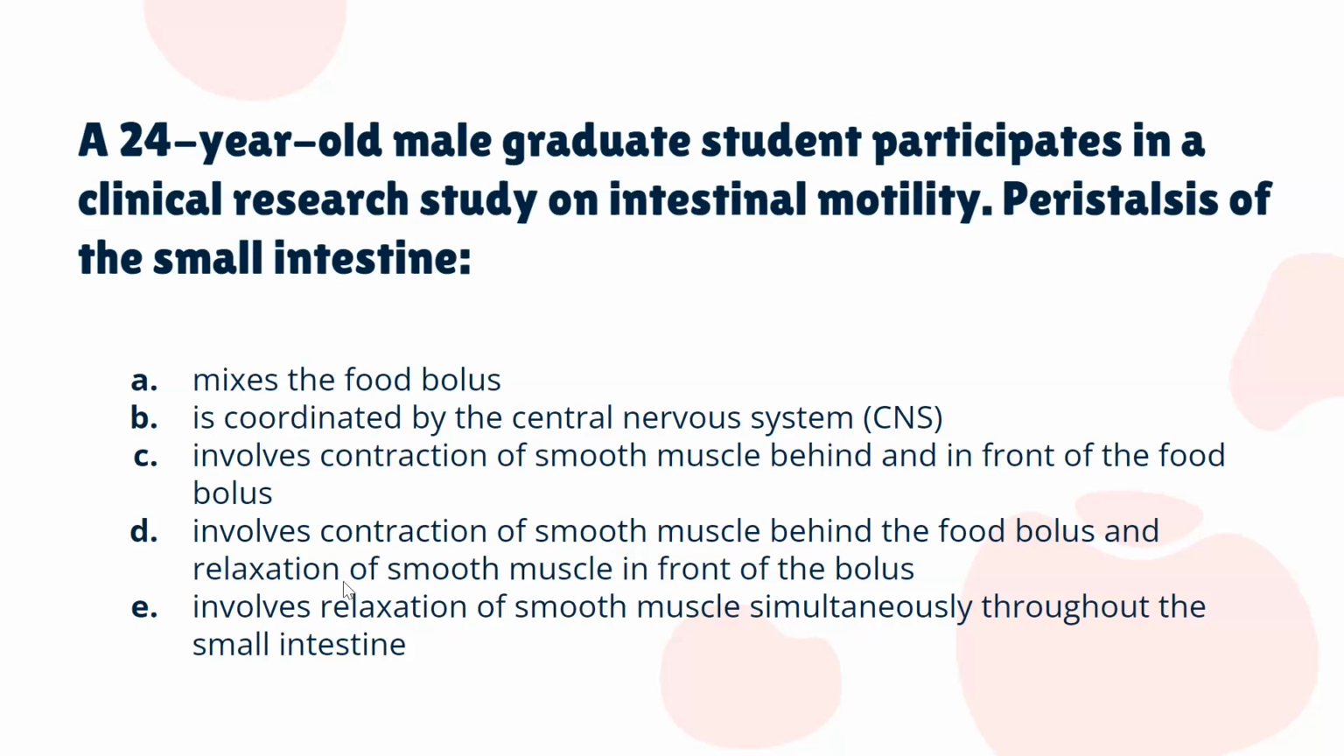D. Perfect. So it makes sense. D makes sense, right? Because peristalsis, we're not mixing the food bolus, we're more so transporting the food bolus. We know for sure it's not controlled by the CNS, it's controlled by the peripheral nervous system, under which the enteric nervous system falls under. We're not going to have contraction behind and in front because then the bolus is not moving anywhere if there's contraction in front and behind. And lastly, relaxation of all the muscles throughout the small intestine. That also doesn't make sense because then there's no movement that's occurring if the entire intestine is relaxed.